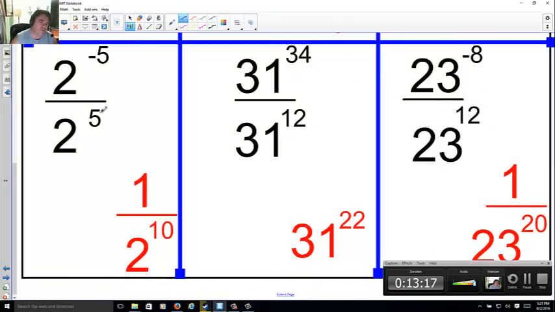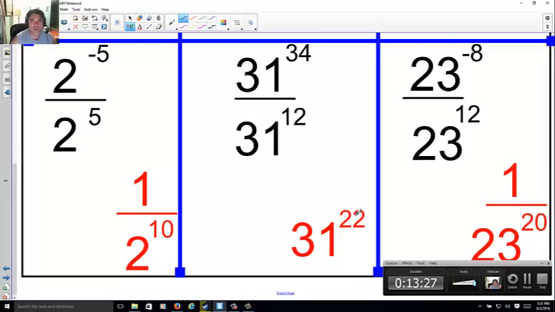These here go down, 1 over 2 to the 10th. This doesn't go up or down, they fight it out because they're both positive. So here they fight it out, top wins by 22. And this one, the 8 goes down to make 1 over 23 to the 20th. Now I'm betting that your brain's probably pretty full after this. So we're going to stop here, we'll pick it up again tomorrow. Thanks again, bye.